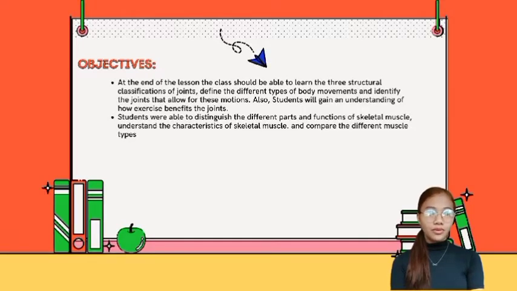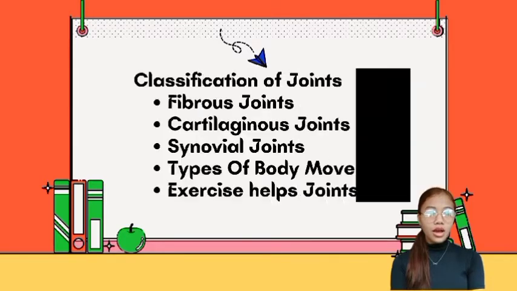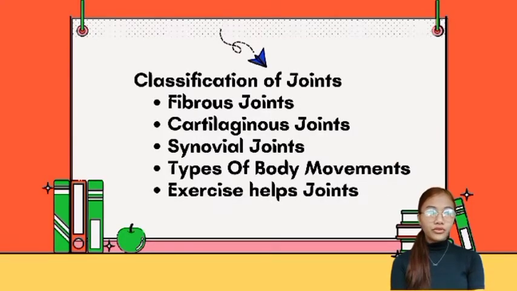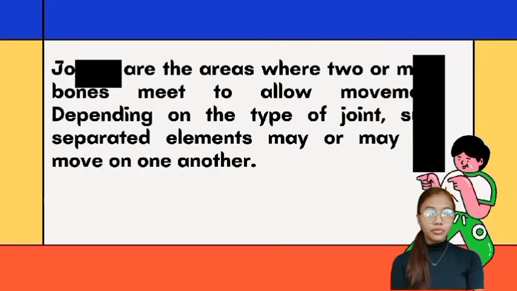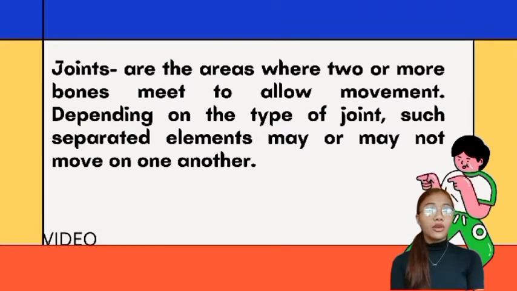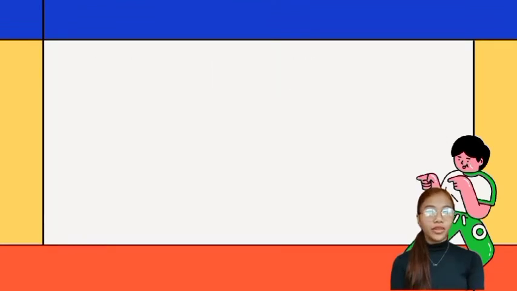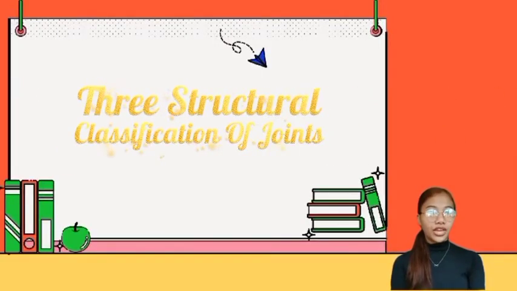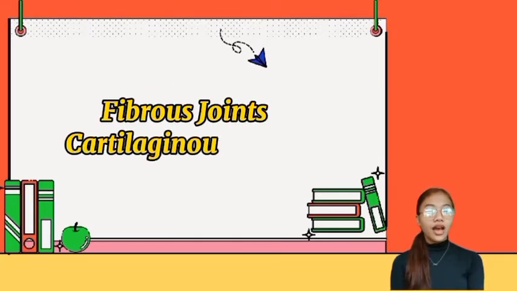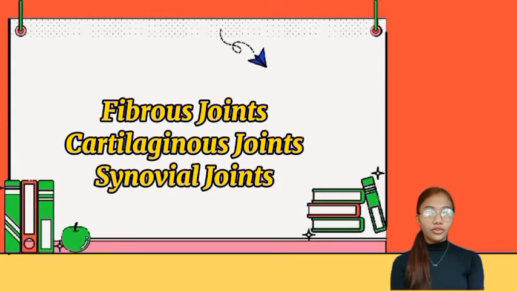These are the following subtopics. Classification of joints: fibrous joints, cartilaginous joints, synovial joints, types of body movements, and the last one is exercise helps joints. We all know that joints are the areas where two or more bones meet to allow movement, depending on the type of joint. Such separated elements may or may not move on one another. There are three structural classifications of joints: fibrous joints, cartilaginous joints, and synovial joints.